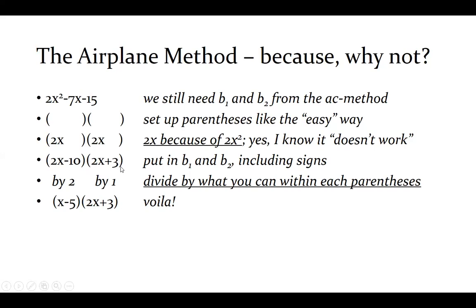And here's what makes it all work. We divide by what we can within each parentheses. So 2x minus 10, we can divide both of those numbers by 2, so we do it. 2x plus 3, there's nothing that we can divide both of those by except for 1, but we still, quote unquote, do it. It just won't change anything. But when we divide 2x minus 10 by 2, that gives us x minus 5. And voila, x minus 5 times 2x plus 3 again.